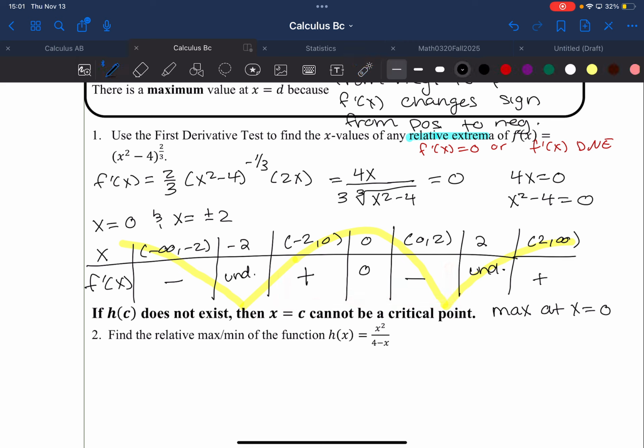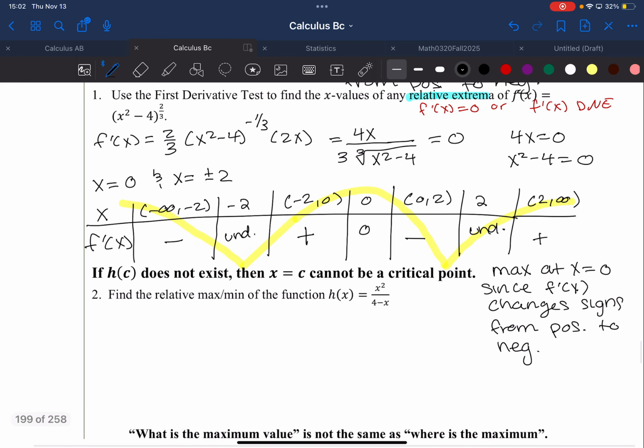So we have a maximum at x equals 0 since f prime of x changes signs from positive to negative. Okay, so that's our maximum. Where would our minimums be? The cusp, which is at x equals... Good. So the minimum is at x is equal to plus or minus 2. And then our justification is going to be the same, but we're going to write from negative to positive.